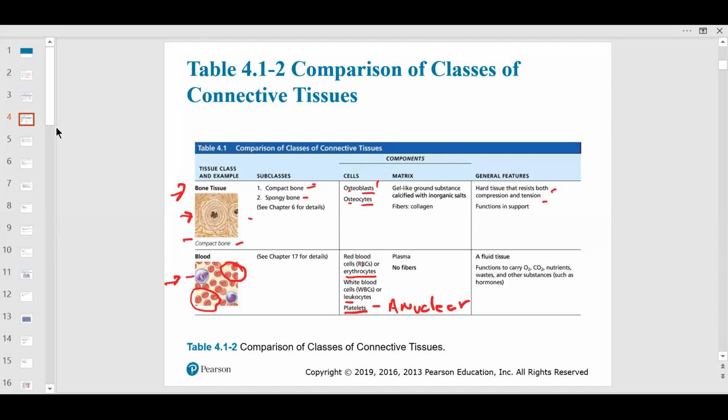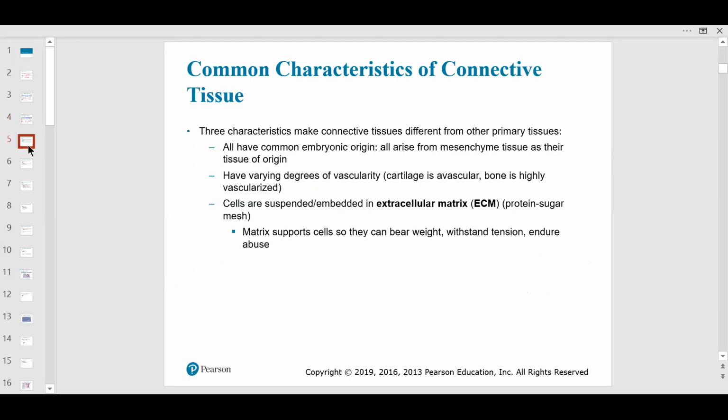Cool. So blood is a fluid tissue that functions to carry oxygen, nutrients, carbon dioxide, and other chemical messengers like the hormones. We're not doing that in AP1, but you should know the function, and you should know that it's a connective tissue right here, right now. That's really important.